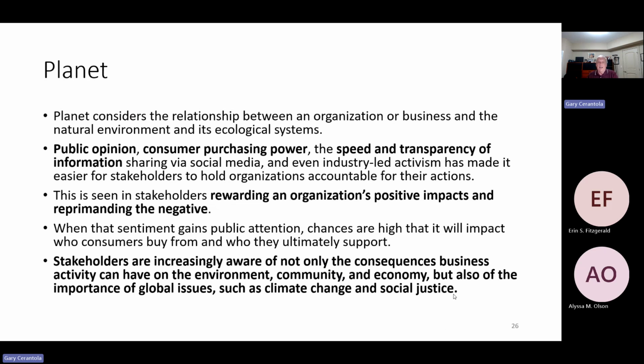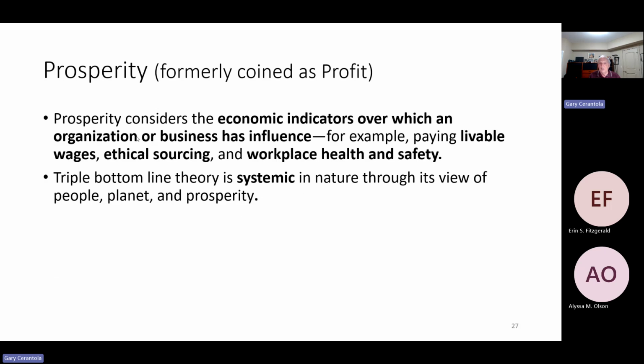And again, in the advent of artificial intelligence, there's going to be a lot of ethical challenges, and a lot of considerations towards social justice, apart from environmental aspects, and then the business aspects, where profitability comes into play. Okay, so prosperity considers economic indicators over which an organization or a business has influence, and so paying livable wages, ethical sourcing, workplace health and safety, they all come into the triple bottom line theory.